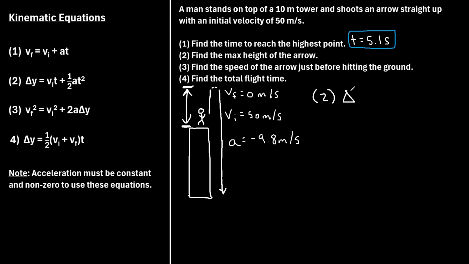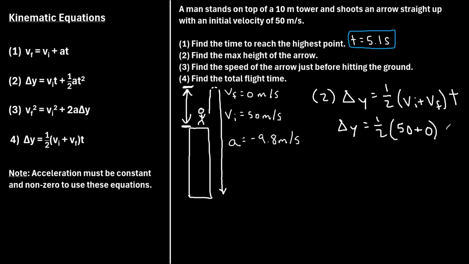We're going to use displacement is equal to 1/2 times the initial velocity plus the final velocity times time, which we just found. So we'll say the displacement is equal to 1/2 times the initial velocity is 50. The final velocity, so the point where it reaches this highest point, that's 0. So we'll say plus 0 times time, which we know is 5.1. So we get 1/2 times 50 plus 0, so that's 25. So we have 25 times 5.1, and that turns out to be 127.5.